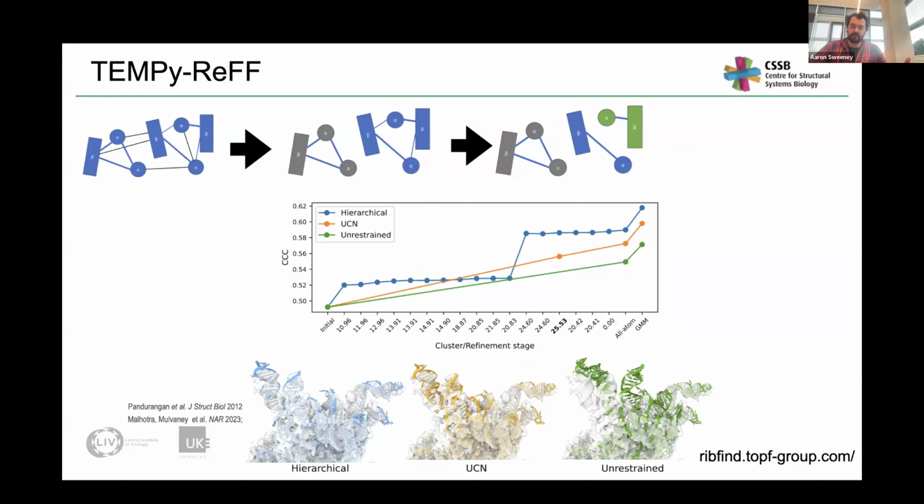What we saw in this video just now is that using the RIBFIND restraints, we get a better fit to the density. We could see this visually, but this plot here shows you exactly this using the cross correlation coefficients. You can see in blue, the cross correlation is much higher for the hierarchical approach. And for the unrestrained approach in green, we have a lower cross correlation coefficient. In the past, before TEMPy-ReFF was around and we used ChimeraX, it was very common to use just a single rigid body rather than this hierarchical approach, and you can see that in orange, what we label as UCN here.